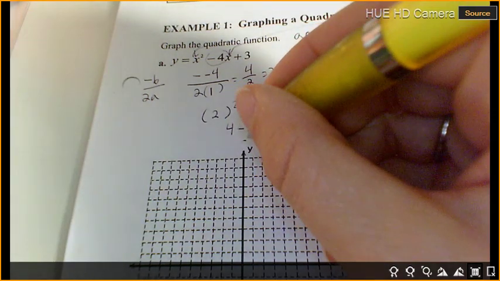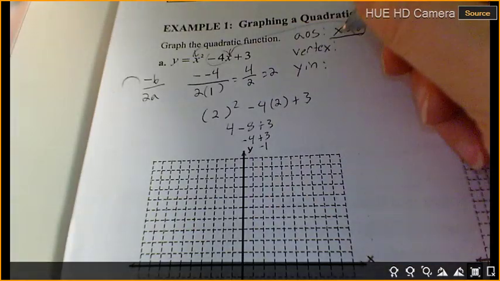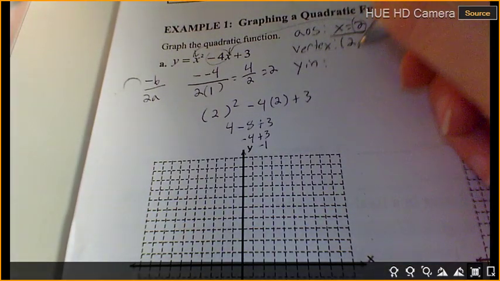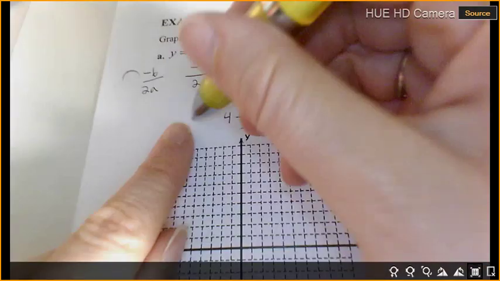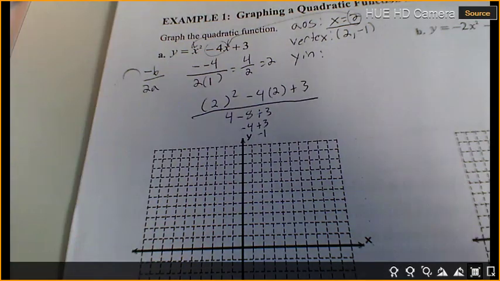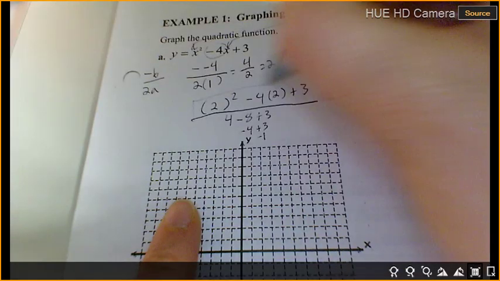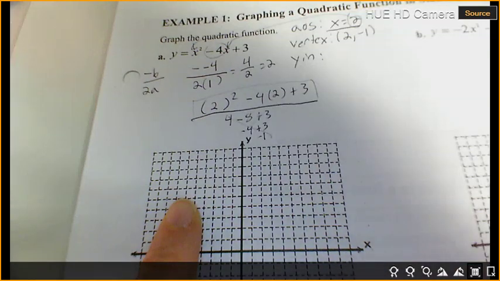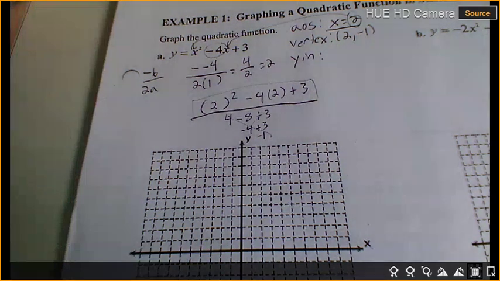So I get 4 minus 8 plus 3. 4 minus 8 is negative 4. Negative 4 plus 3 is negative 1. So my vertex is 2, negative 1. I suggest not doing what I just did. I suggest picking up your calculator, putting this all in at once, and coming up with negative 1, because you're going to make mistakes otherwise. This is as much work as you need to show. This down here you do not. I actually think more people make mistakes that way.